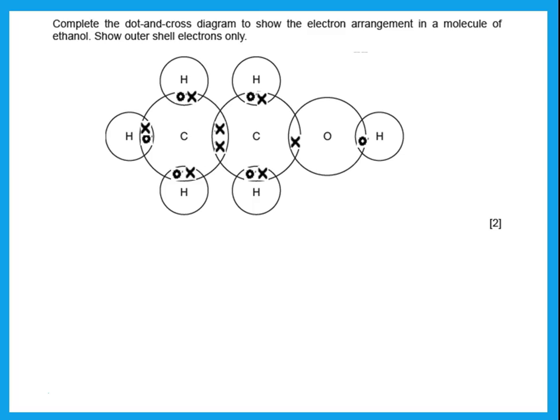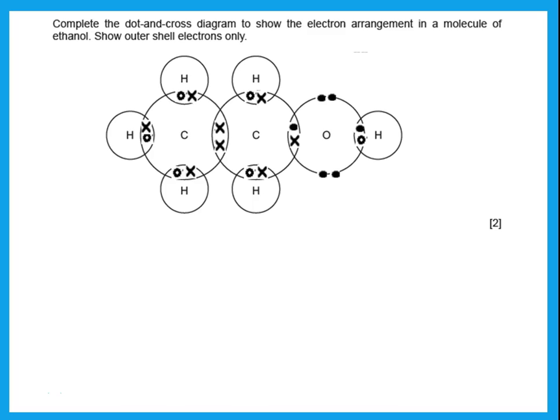Now what about the oxygen? The oxygen has 6 of its own. It needs 2, so it's going to take 1 from the carbon and 1 from the hydrogen, and it still has the rest of its 6. Do not forget to put the rest of its 6 electrons around it.